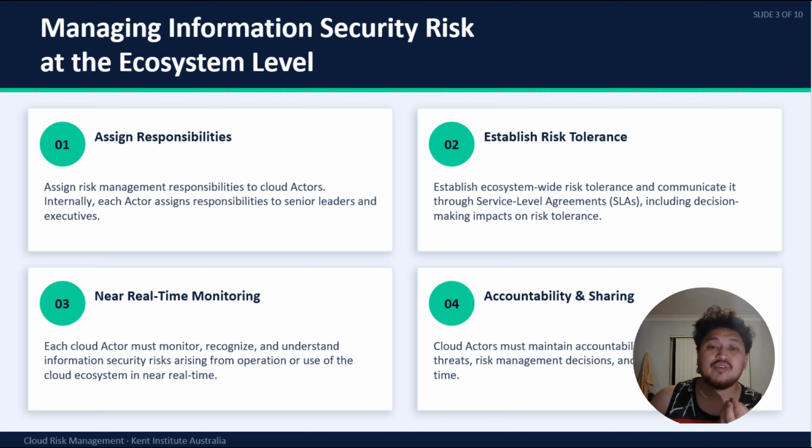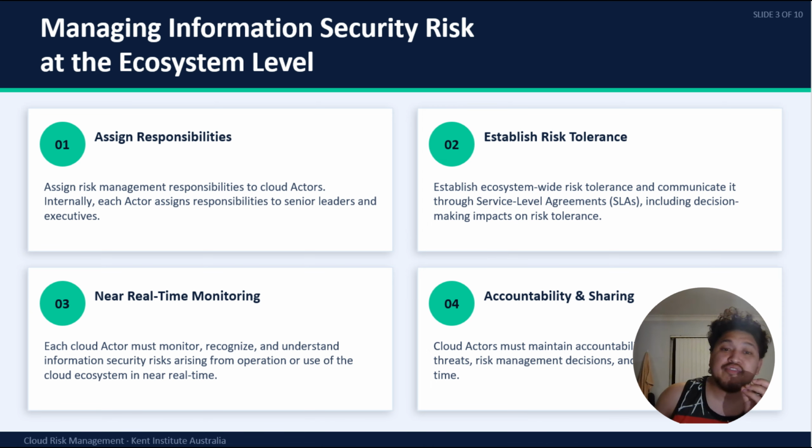Second, risk tolerance must be established and communicated. This is typically done through a service level agreement, or SLA. The SLA sets out the boundaries, which level of risk each party is willing to accept, and clarifies how decisions that affect risk tolerance will be made.